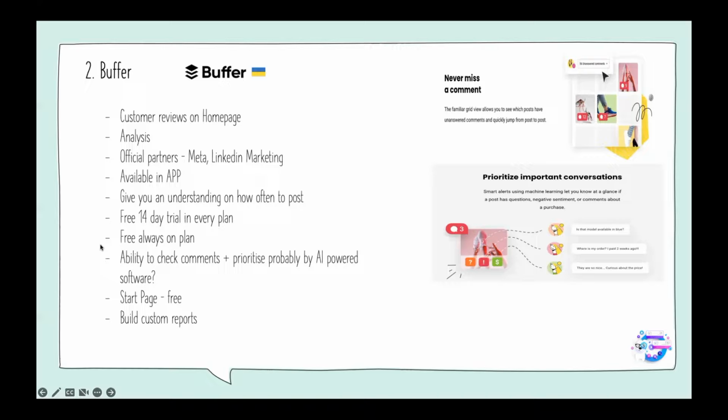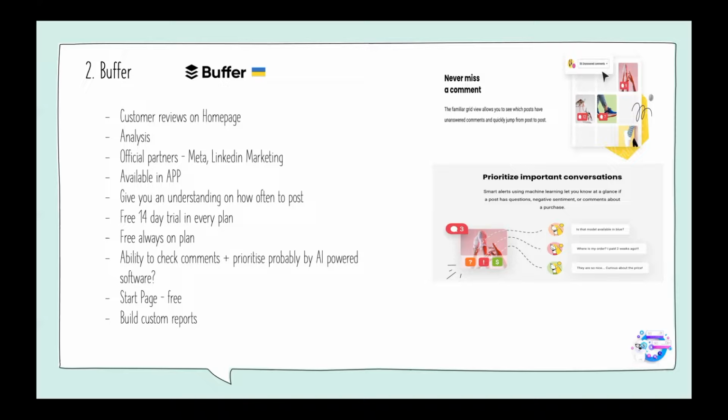They offer you a 14-day free trial plan. They have a free always-on plan, which really helps. They have an ability to check comments plus prioritize, probably by AI-powered software. So what I mean here is, say you have a comment on a shirt that you're selling and you have 100 comments on that Instagram post. They have the ability to prioritize which comment is more useful.